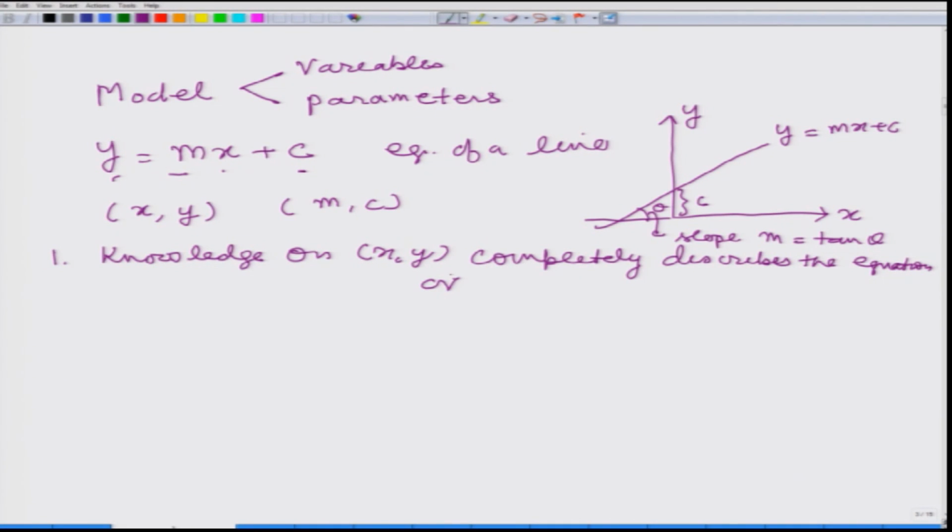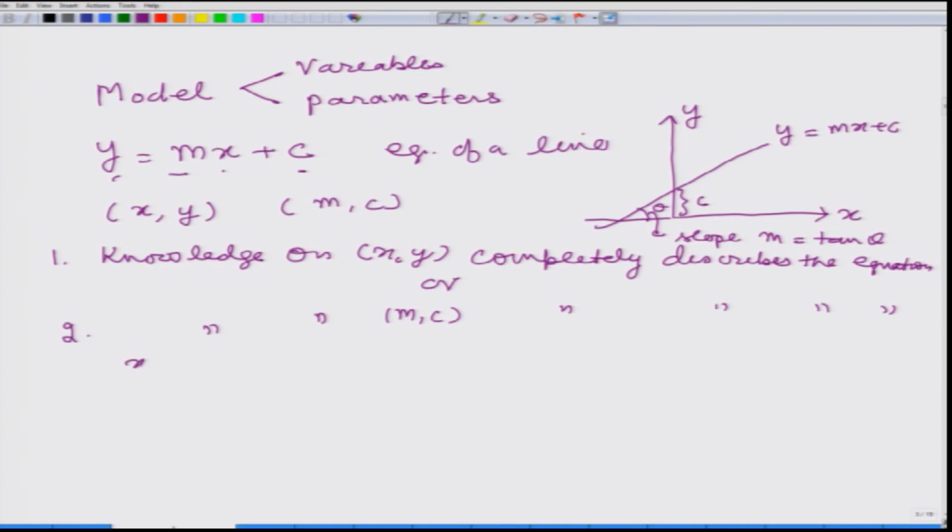The second sentence is this: knowledge of m and c completely describes the equation, because at this moment we are considering a simple equation. So, the second sentence is that knowledge of m and c completely describes the equation. Now, what do you think? Which one is correct? Can we take a simple example?